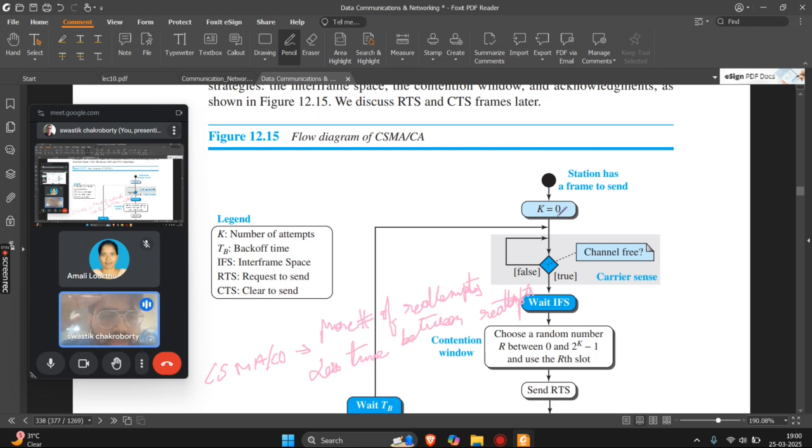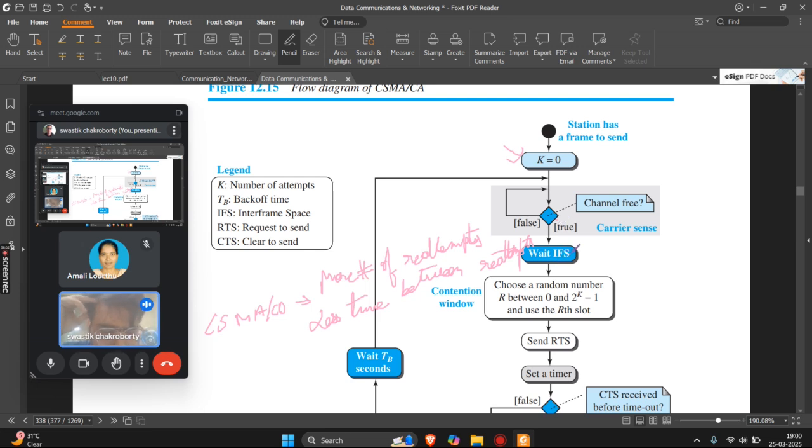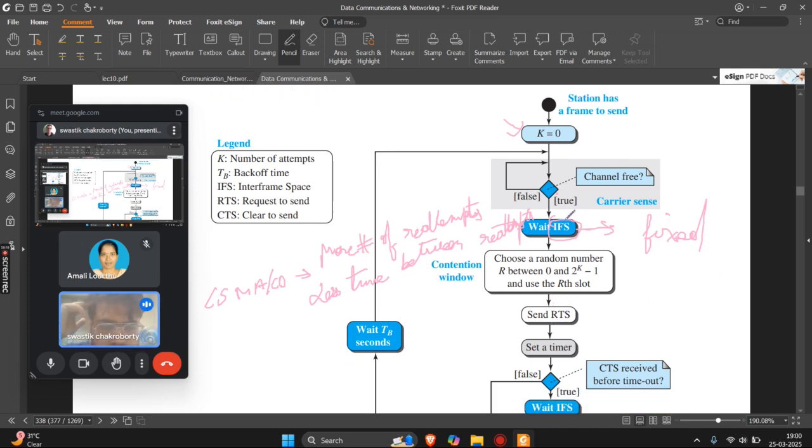So here first we will again initialize the reattempt counter, then we will find whether the channel is free or not. If the channel is free, then we will wait for IFS. IFS is interframe space. This is a fixed amount of time that we have to wait. Then we will choose a random integer r between 0 and 2 to the power k minus 1, which is the contention window, and use the rth slot. So the entire time window is divided into multiple slots, and you choose one among them by lottery.